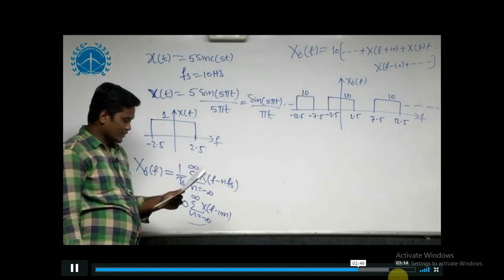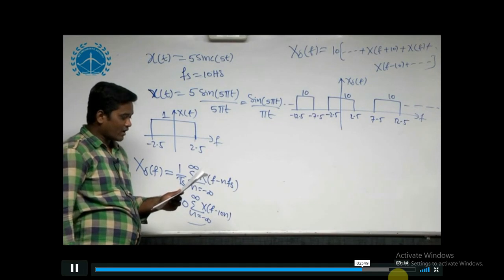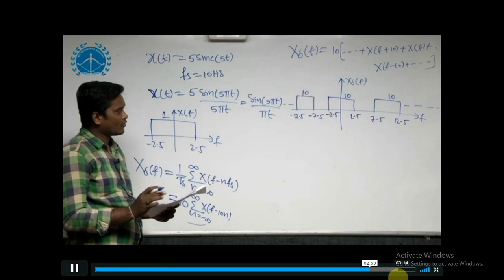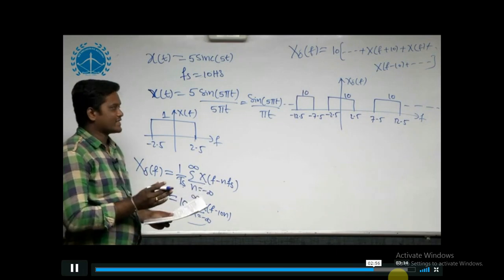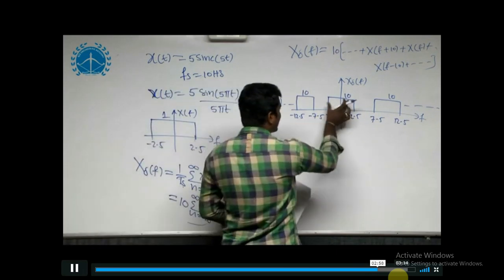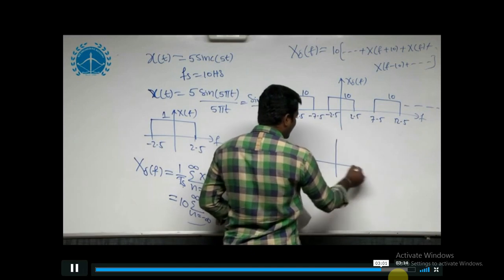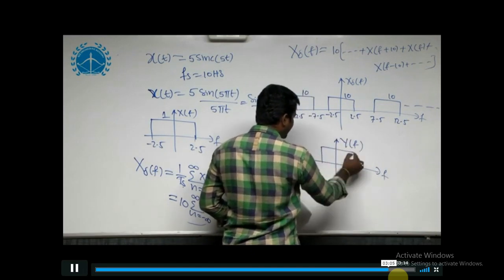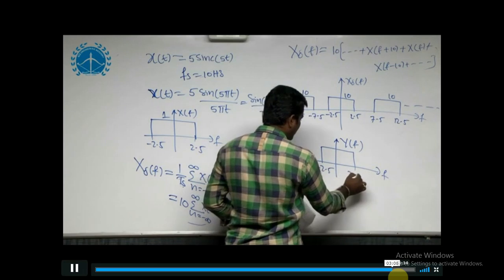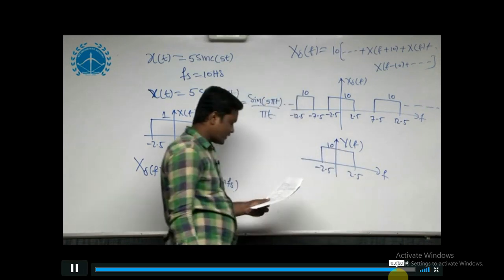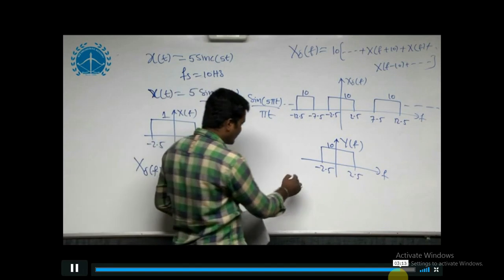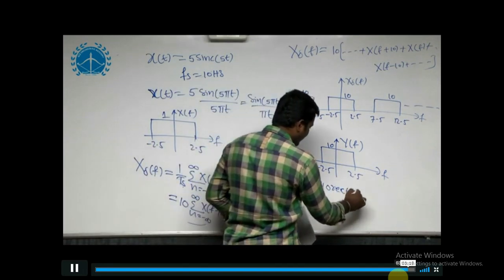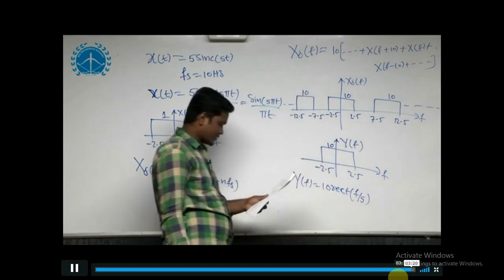It is passed through an ideal low pass filter of cutoff frequency 5 hertz. That means the filter allows only the signal components which are less than 5 hertz. So only this part is allowed, the remaining part is not allowed. So the output spectrum of the filter Y(f) is similar, from minus 2.5 to plus 2.5 with an amplitude of 10. So Y(f) equals 10 times rectangular of f by 5. This is the answer. Answer is A.